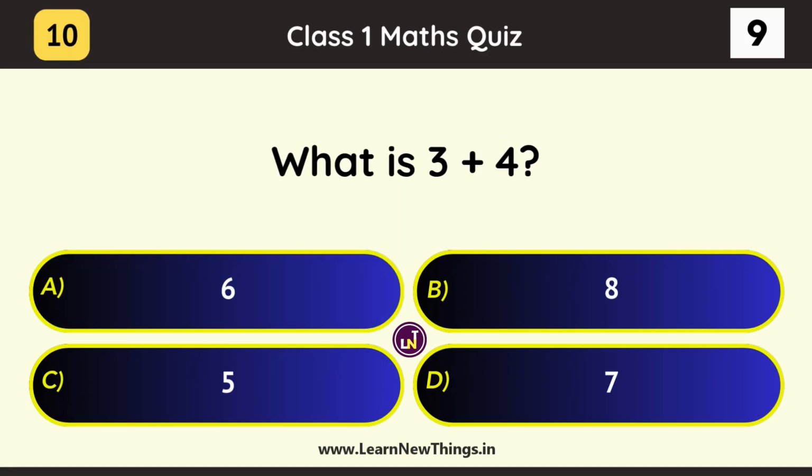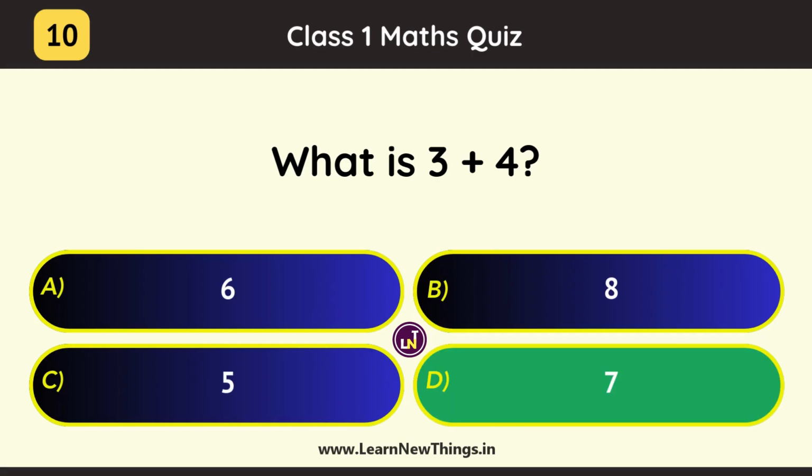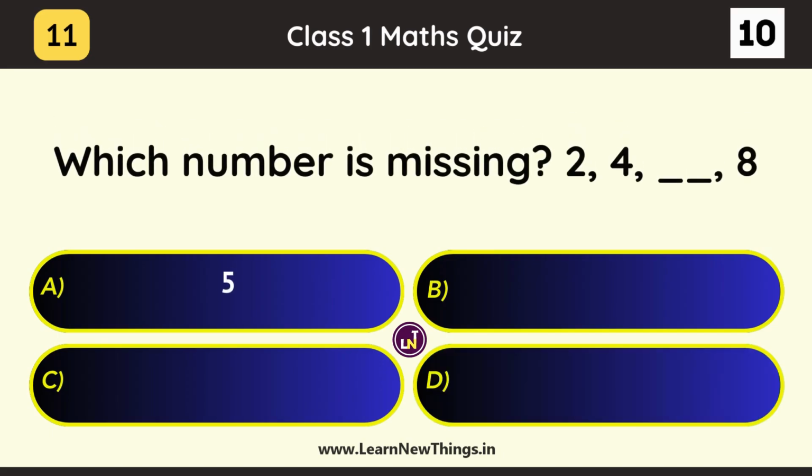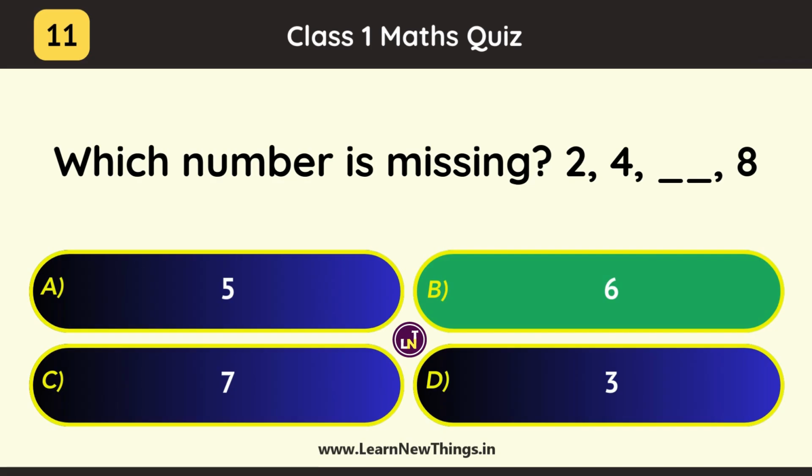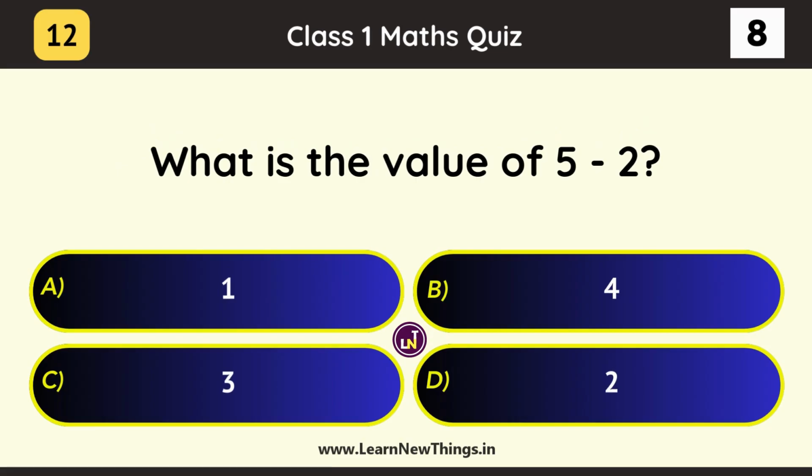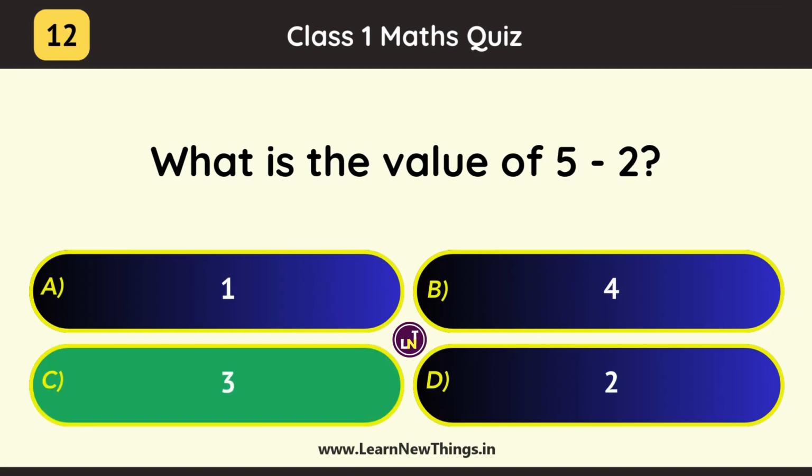What is 3 plus 4? 7. Which number is missing? 2, 4, dash, 8. 6. What is the value of 5 minus 2? 3.